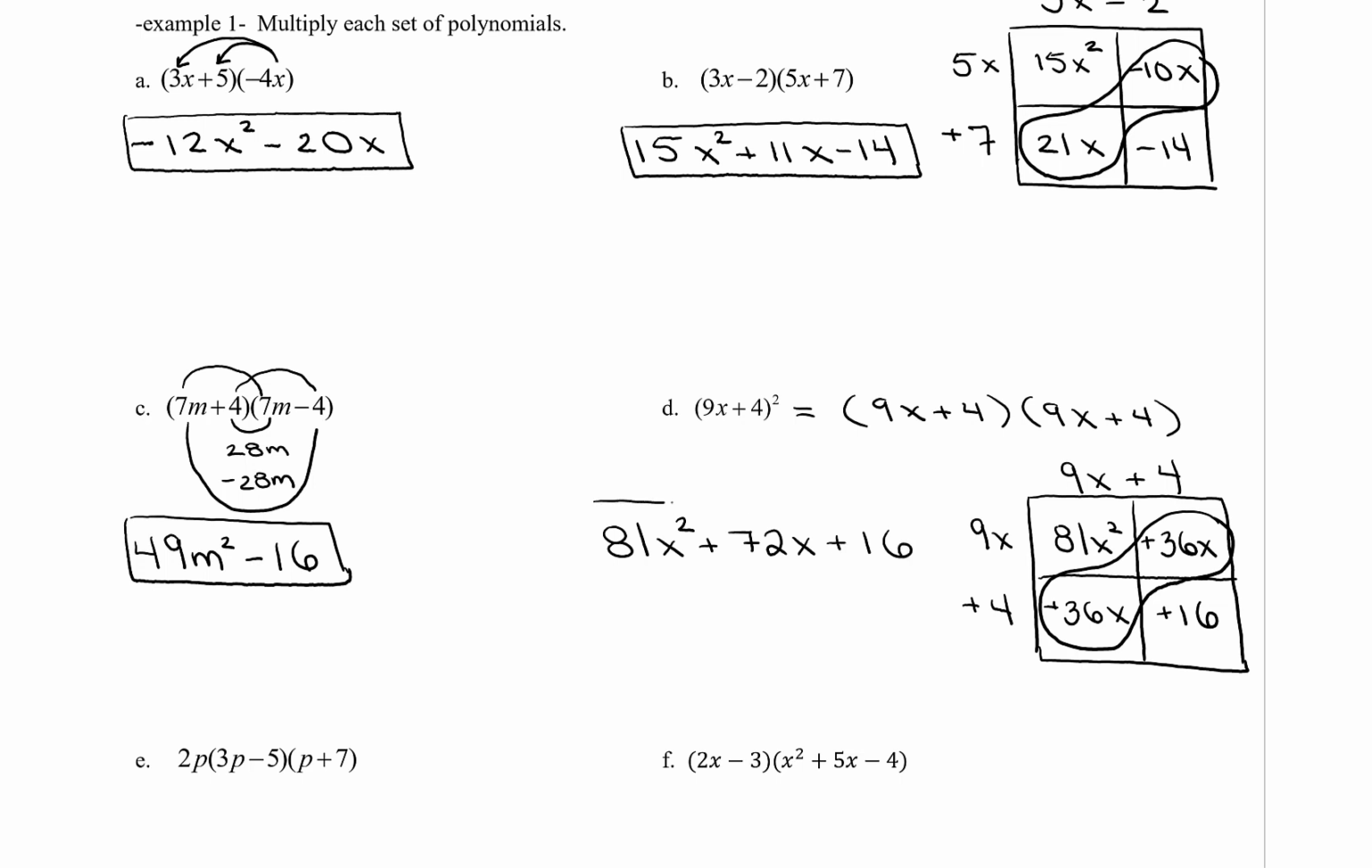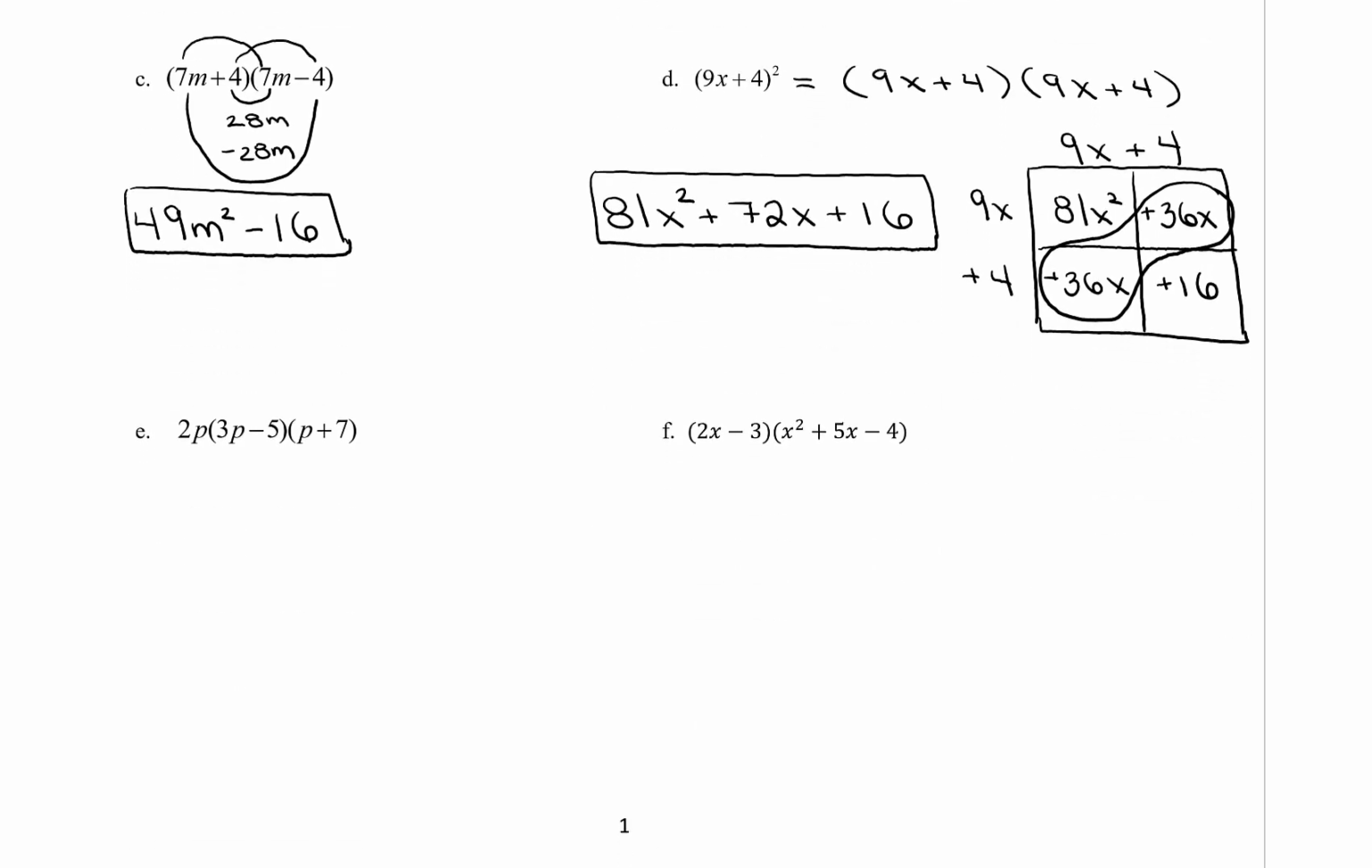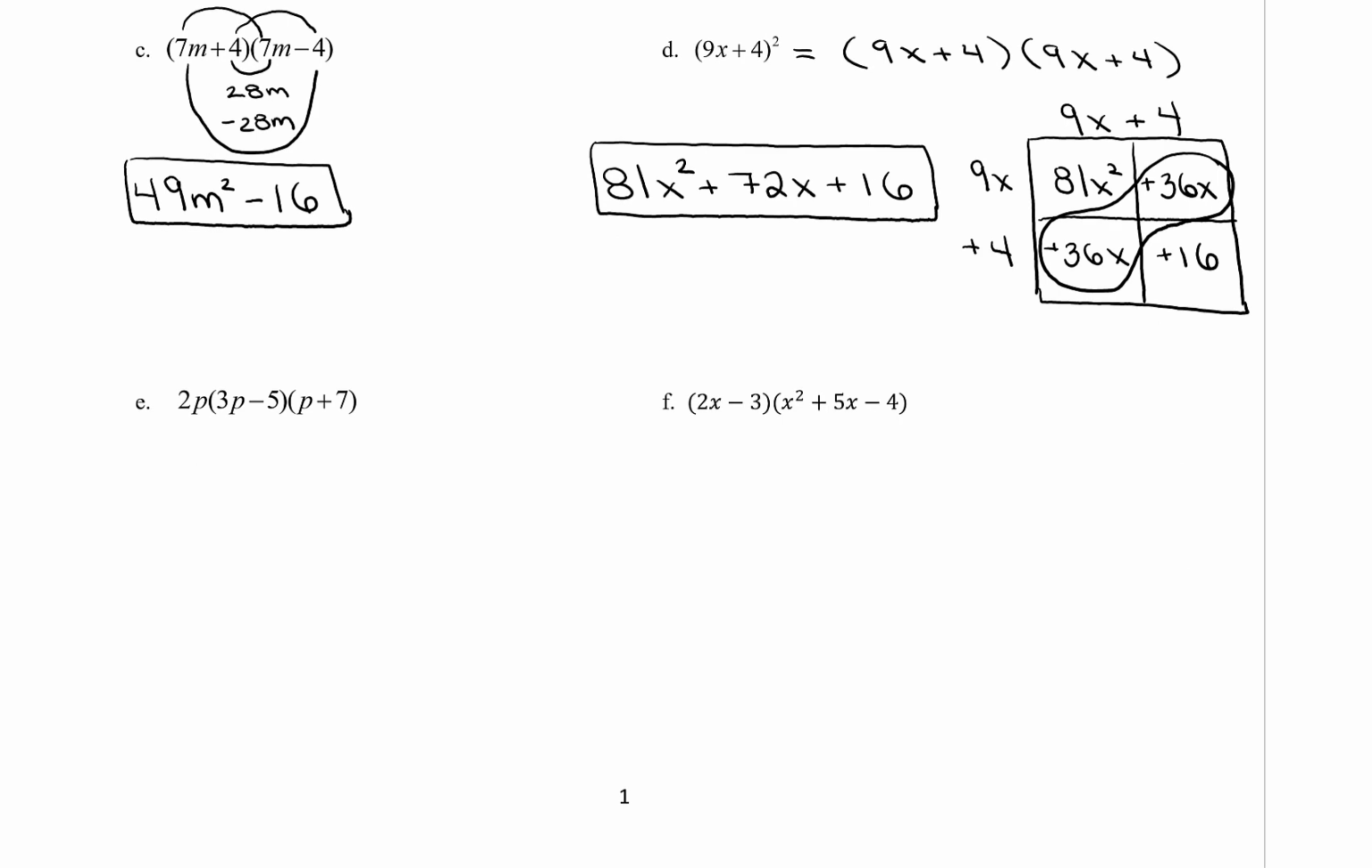C. We have 2p times the binomial 3p minus 5 times another binomial, p plus 7. I'm going to start off by distributing the 2p to the first binomial, 3p minus 5. When I multiply 2p times 3p, I get 6p squared. And when I multiply 2p times negative 5, I get negative 10p. That's going to represent my first binomial now. And that's going to be multiplied with the second binomial, p plus 7.